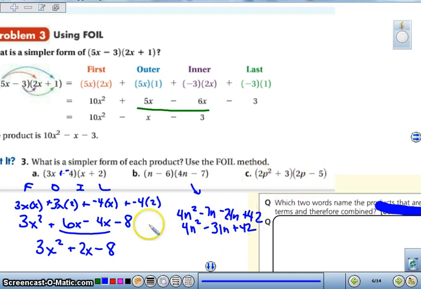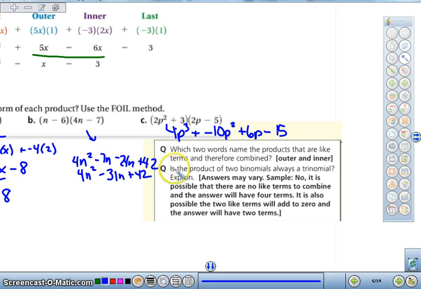You're going to see my answer posted in just a few minutes. Again, pause it and you can see that solution before we move on. The last one is you do use FOIL. There are no like terms to add together. So this question asks the two words that are the product of what terms before they combine. The ones you can always add together are your outer and inner.